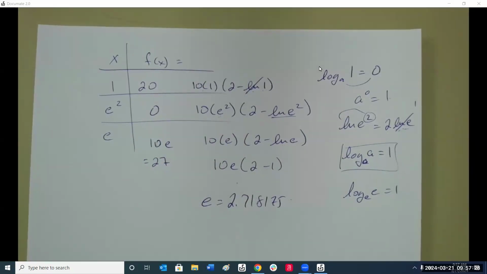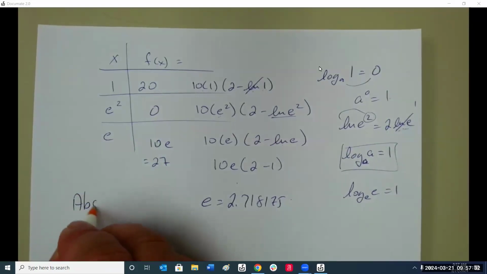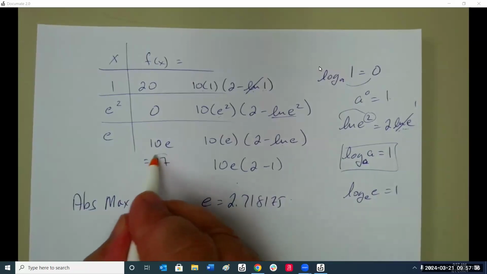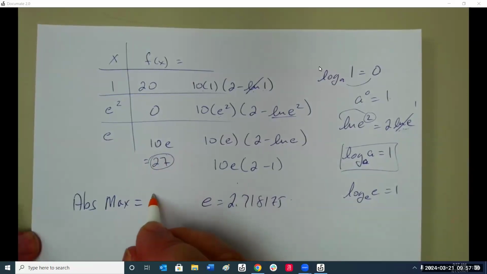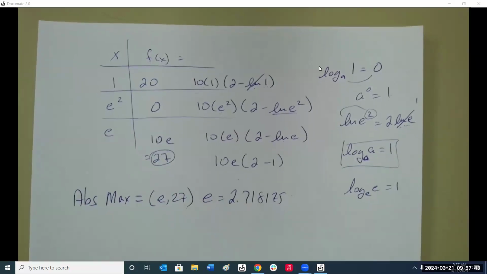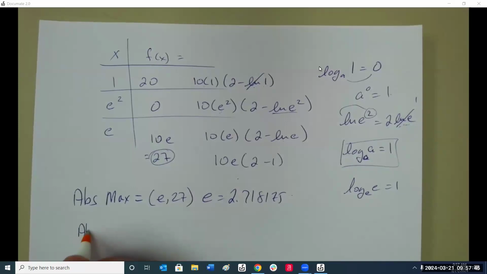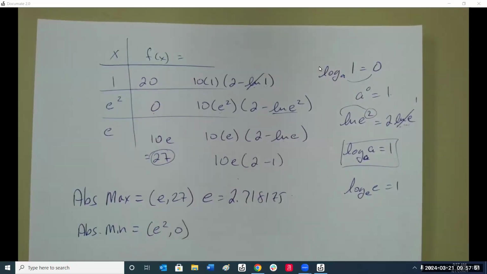So do we have an absolute maxima, absolute minima? The biggest y value is 27, so it's at e, 27. And the absolute minima is 0, so it's at e squared, 0.